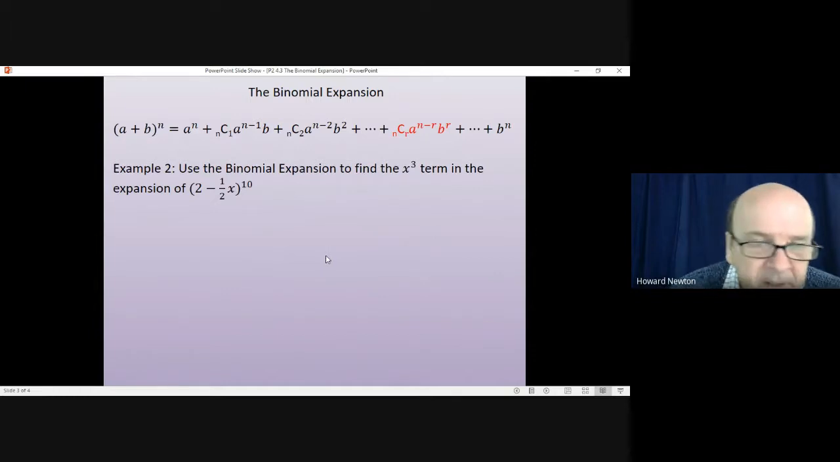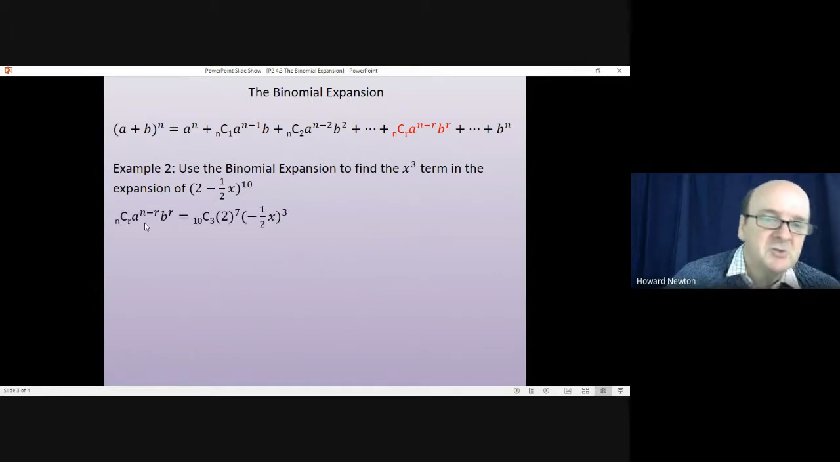Okay, let's have a look. So that's the general term in the binomial expansion. And as we said before, it's made up of 3 parts. You just need to understand where each of those 3 parts comes from. I think it's easier to start at the far end. So we've got minus a half x to the power of 3, minus a half x because that's b, it's the second term in the brackets, power of 3 because it's the x cubed term we've been asked to find.